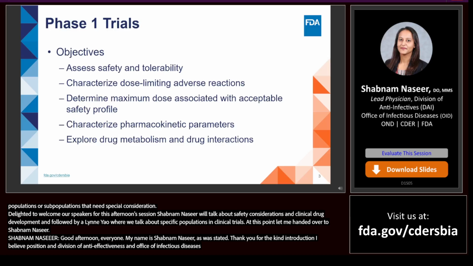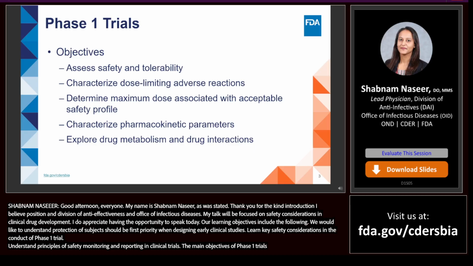So the main objectives of phase 1 trials are to assess safety and tolerability of the drug product, attempt to characterize dose-limiting adverse reactions, determine maximum dose associated with an acceptable safety profile, to characterize pharmacokinetic parameters, and explore drug metabolism and drug interactions.